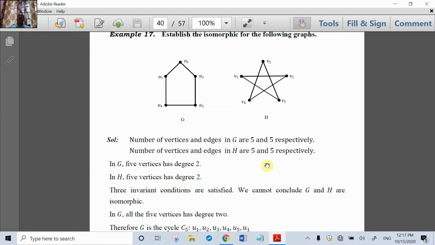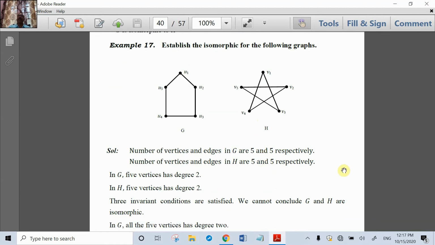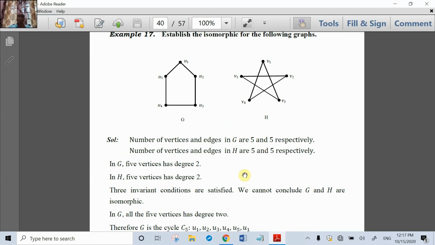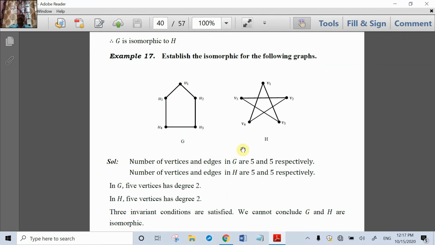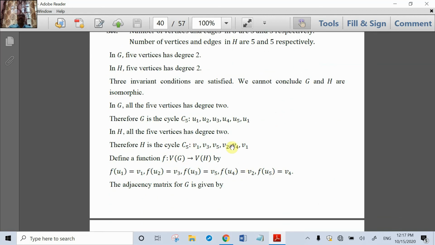Now see this. This is a very important question. Here also all the conditions are satisfied. Therefore, we cannot conclude these two are isomorphic. Now, see, if all 5 vertices are degree 2, this is a cycle U1, U2, U3, U4, U5, U1. Here the cycle is V1, V4, V2, V5, V3, V1. This is the cycle. Therefore, we write the cycle like this.